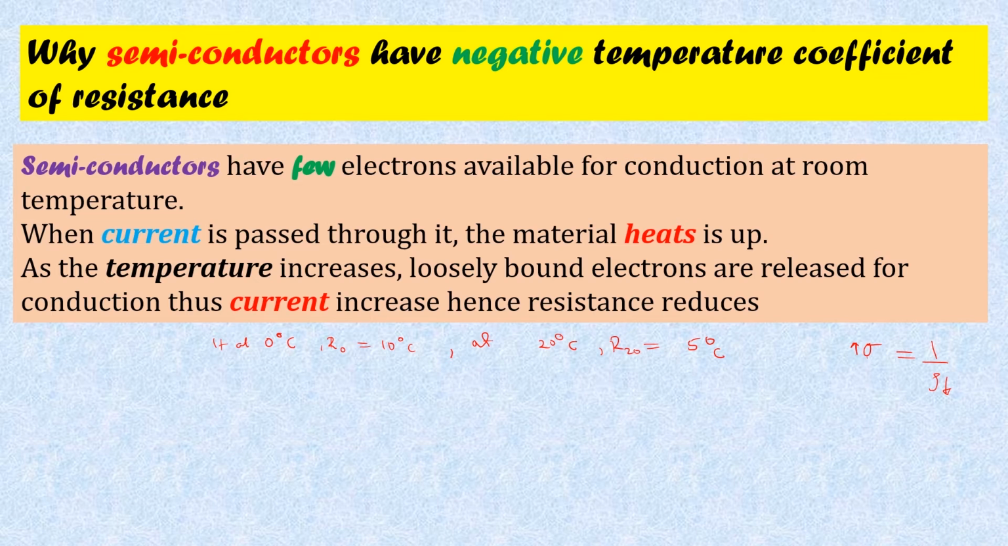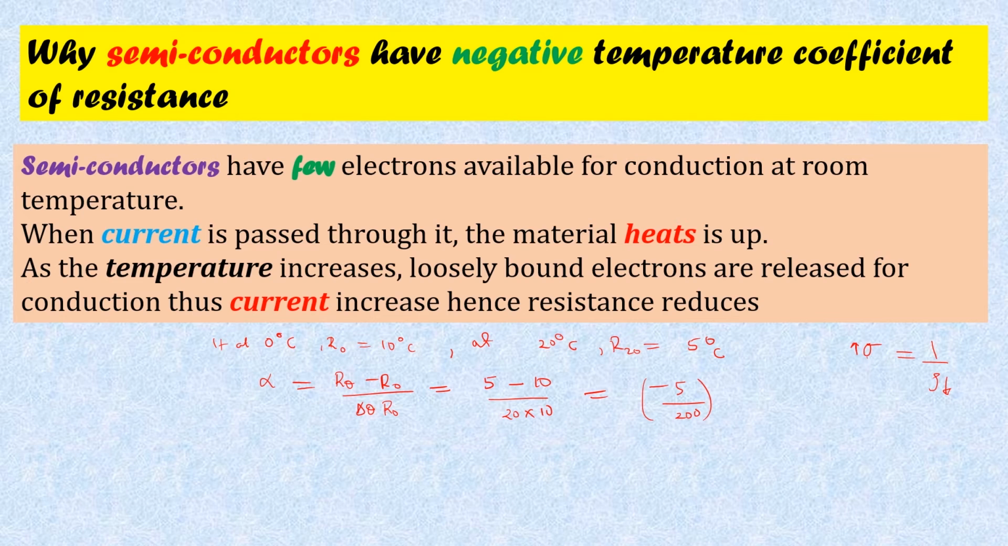Why? When you do the substitution, we know that alpha is equal to R theta minus R naught divided by the change in temperature times the resistance at 0 degrees Celsius. R theta is 5, R naught is 10, the change in temperature is 20 times the initial resistance, which is 10. This becomes negative 5 divided by 200. And this implies that the temperature coefficient of resistance is negative.